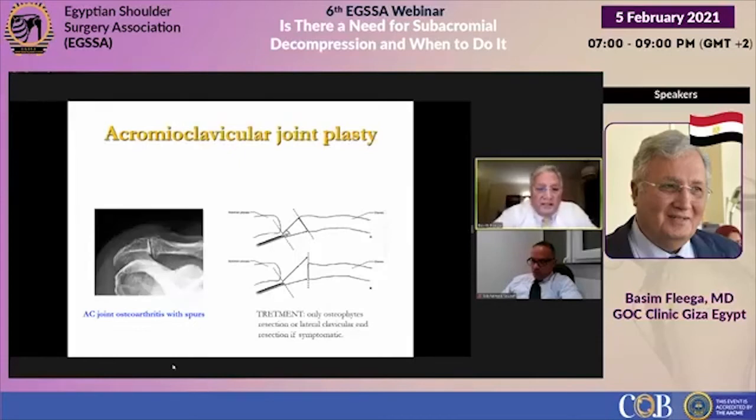Or in cases of AC joint osteoarthritis, we may have a failed decompression because of the presence of spurs in the AC joint, the bone spurs, causing impingement. So the treatment is either to remove the spurs in case the AC joint osteoarthritis is not symptomatic, or if it is symptomatic, we resect the lateral end of the clavicle and do an acromioclavicular joint arthroplasty.